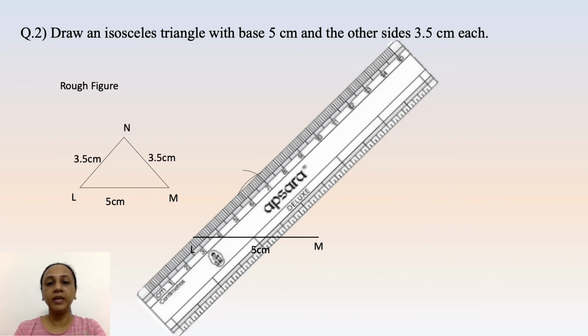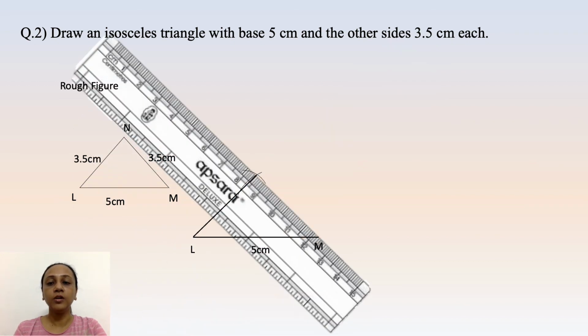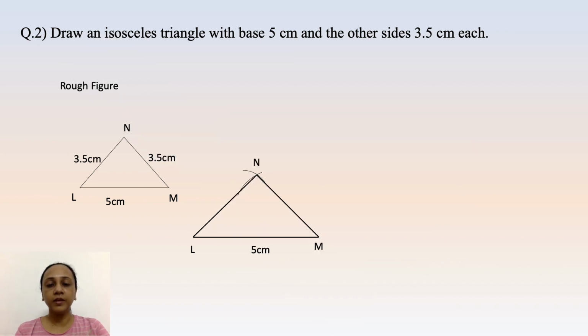Now draw segment LN by joining two points L and N and draw segment NM by joining two points N and M. In this way, isosceles triangle LMN with given measurements is ready.